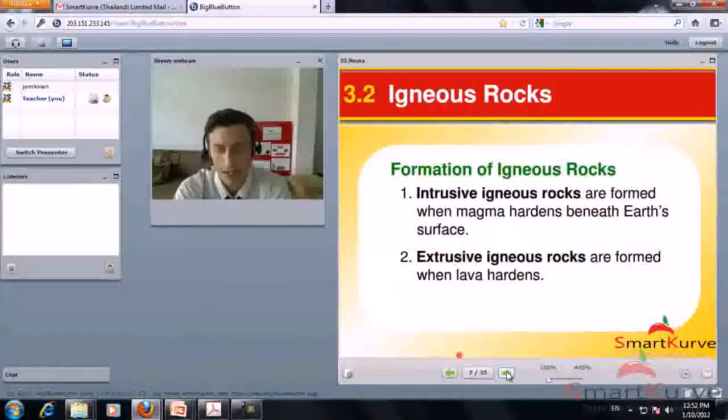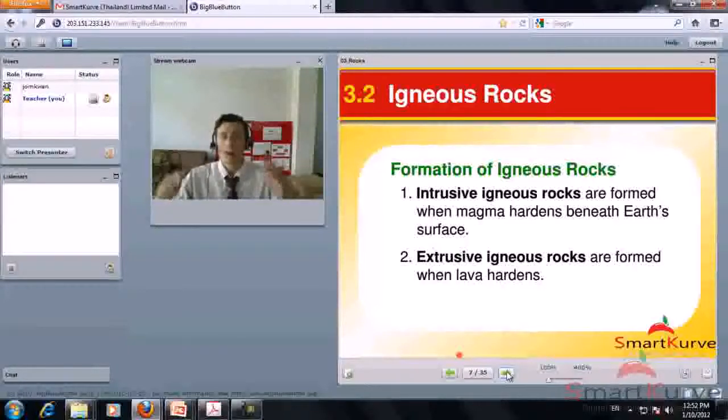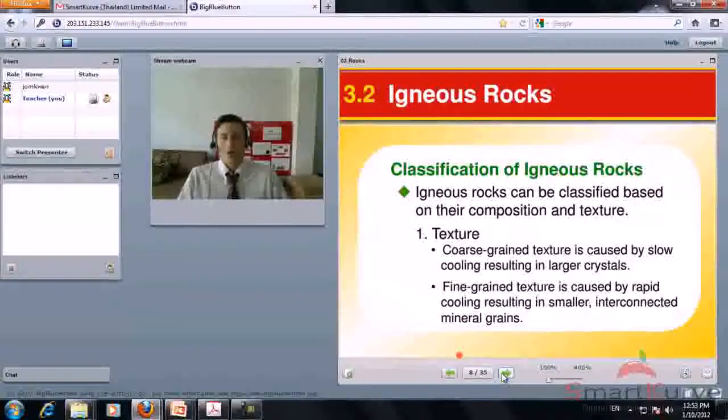Extrusive igneous rocks are formed when lava hardens. We're all familiar with a volcano. When you see that lava, remember, magma on the surface of the Earth, when that lava hardens, we call it extrusive igneous rock. So intrusive and extrusive are two basic types of igneous rock. All right, we can break these down a little bit farther into the types of texture.